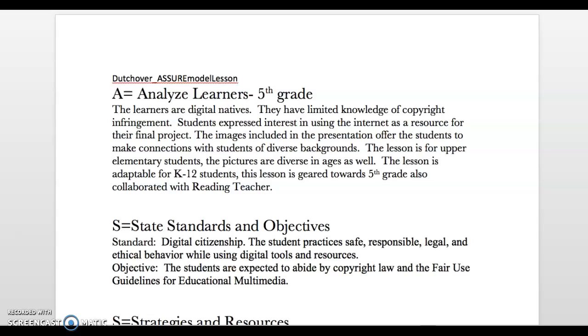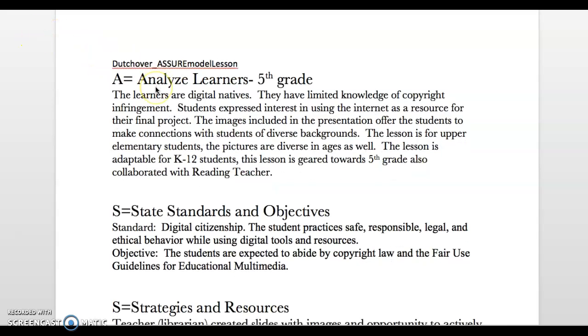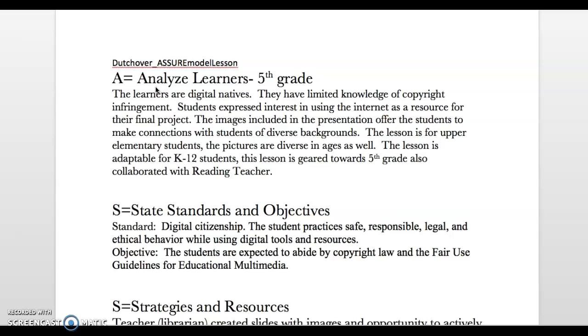The lesson is for upper elementary students. The pictures are diverse in ages as well. And the lesson is adaptable for K through 12 students. However, this lesson is geared towards 5th grade. And I also collaborated with the reading teacher.